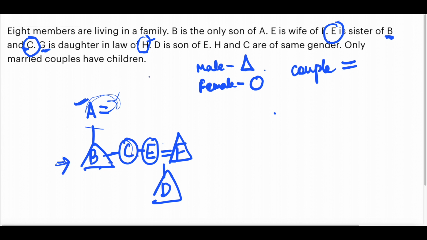Okay, so that's why I can say that here I will place H. H and C are of the same gender, so this is also female. So H will also be female and A is a male. Now, if G is the daughter-in-law of H, this means G is the wife of B because A and H have only one son, that is B. So here G is the wife of B. This is the final arrangement.